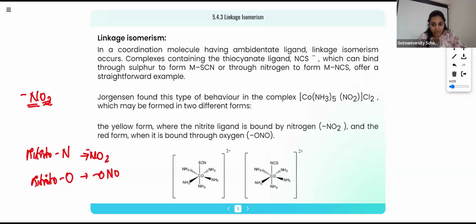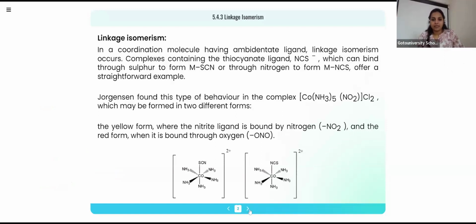Another example is this one, SCN and NCS. Here, this SCN group is connected to the cobalt through sulfur. Here, it is through nitrogen. No other changes here, right? So these types of isomers are called linkage isomers, based on how they link to the metal atom. That is the linkage isomerism.